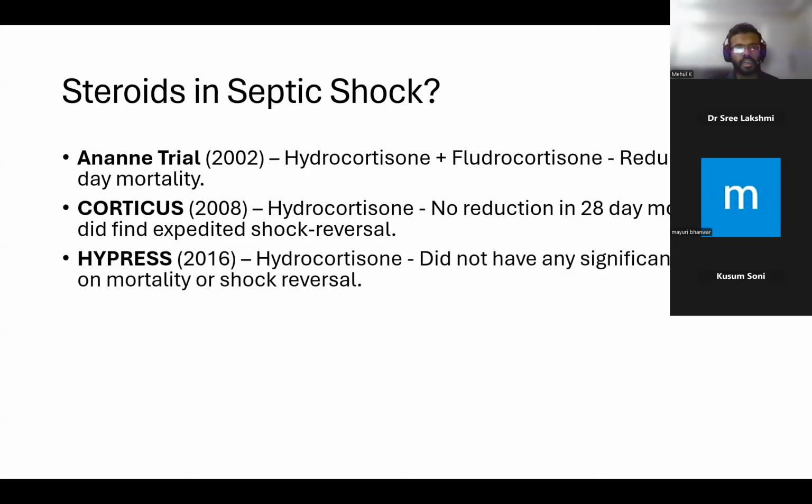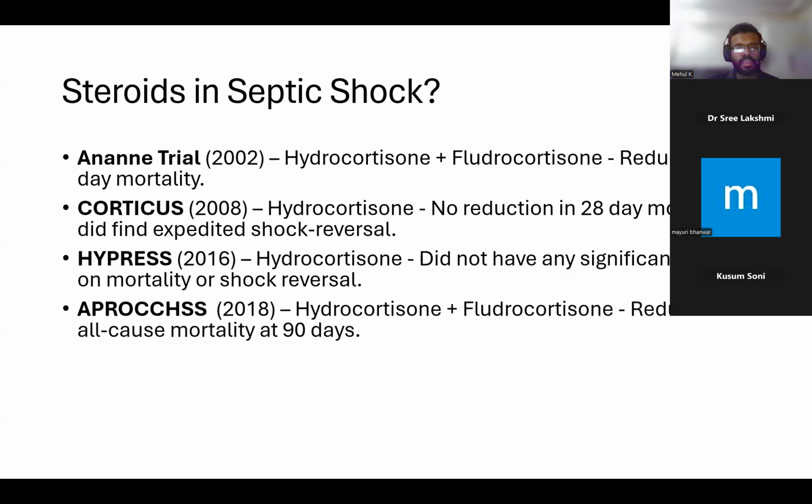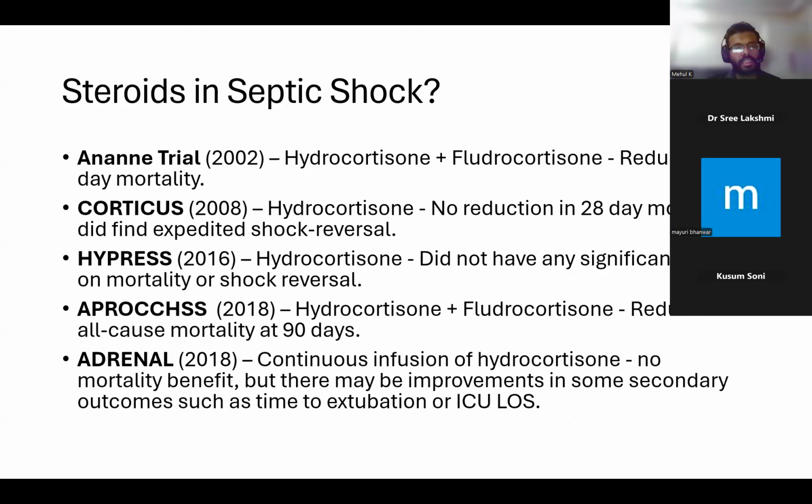The HYPRESS trial in 2016 again used hydrocortisone. This time it showed no mortality benefit or any benefit in shock reversal. The APROCCHSS trial in 2018 used a combination of hydrocortisone and fludrocortisone. This reduced 90-day mortality. Then you have the ADRENAL trial, also in 2018, and they used a continuous infusion of hydrocortisone.